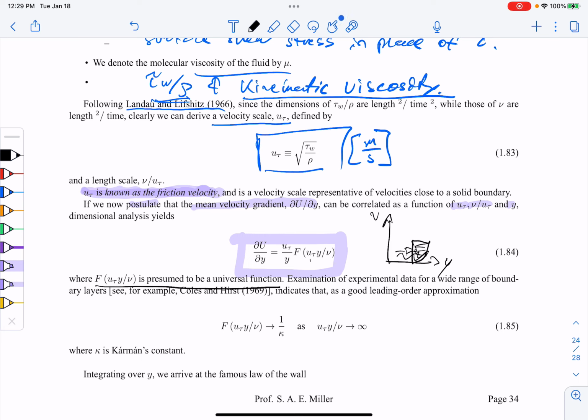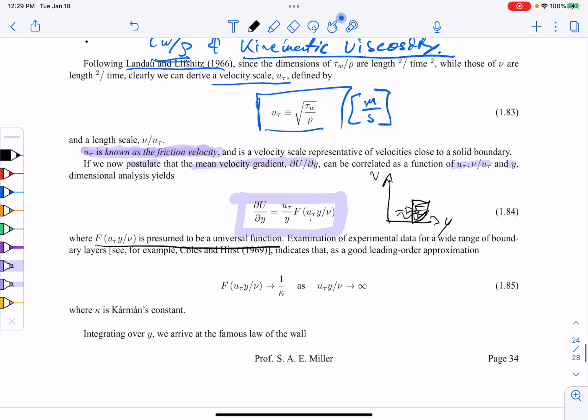Well, they laid this out because they already knew the answer. And it's nice in life when you already know the answer, and they knew it was going to be some sort of log function. So they took the asymptotic limit of this function in equation 1.84 and said that as it goes to infinity, it's going to go to a constant. And that would make sense because you would want partial u, partial y to become a constant.